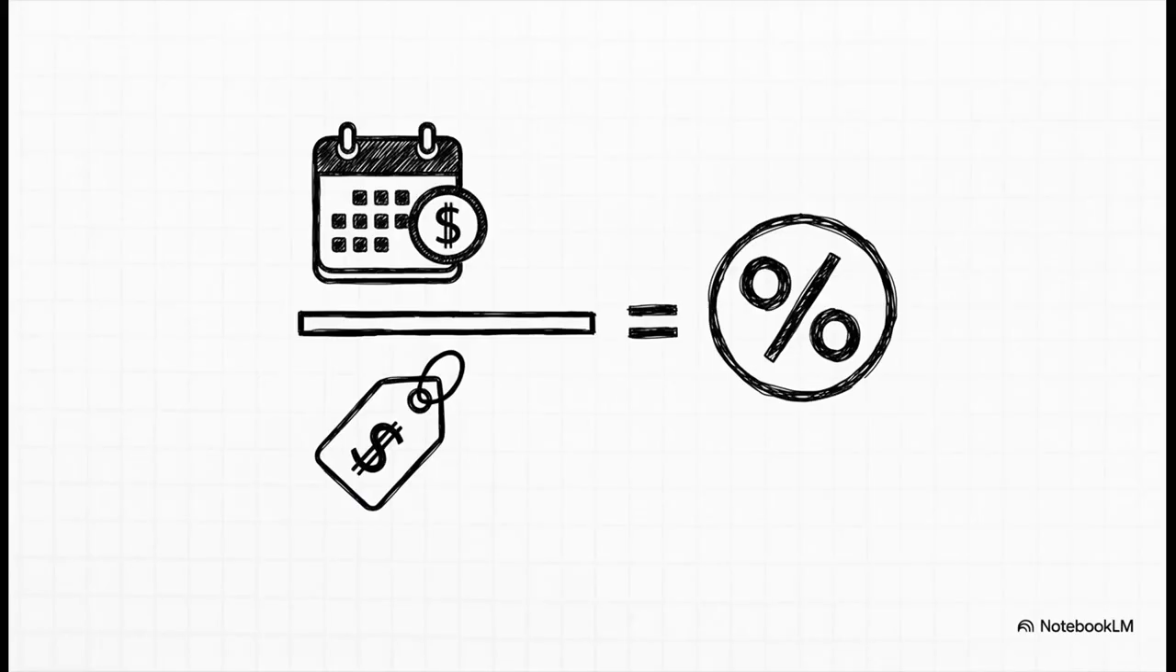And the math behind it? Honestly, it could not be easier. All you do is take the annual dividend the company pays per share, and you divide it by the current stock price. That's it. You get a nice, clean percentage that's super easy to compare.